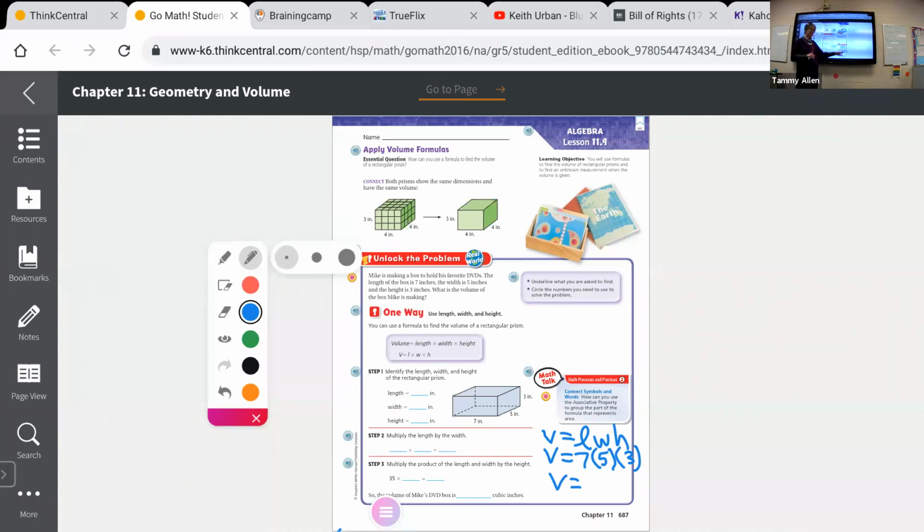I don't care if you do 7 times 5 or 7 times 3 or 5 times 3. That part doesn't matter. It's whatever works best for you. So go ahead and do that multiplication and come up with your volume. Once you've multiplied all 3 of those together, what did you get for your volume? 105. And now we need to take a look at the label. What would our label be? Cubic inches. Good. Any questions on that?